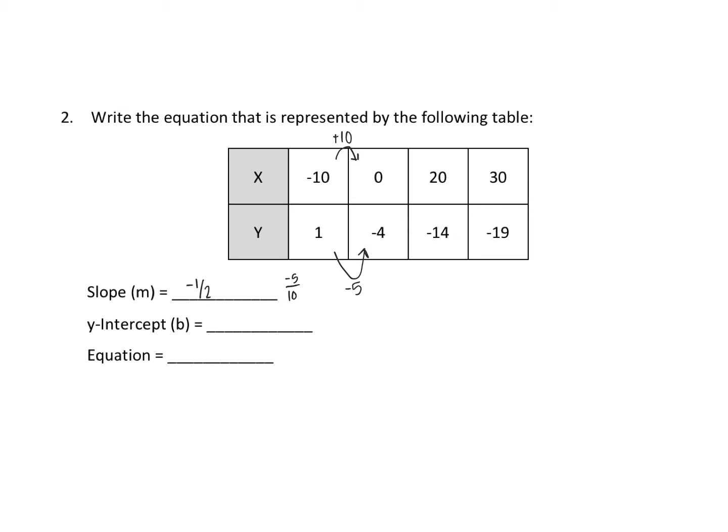And then my y-intercept is the y value when x is 0, which is provided to us in this table. So I know my y-intercept's negative 4. So my equation will be y equals negative 1/2 times x minus 4.